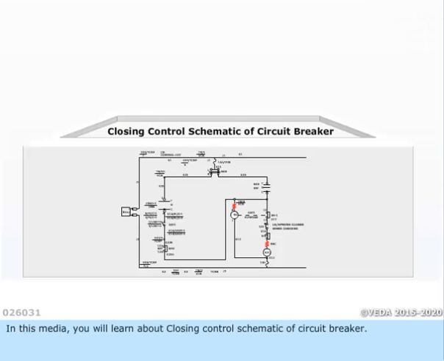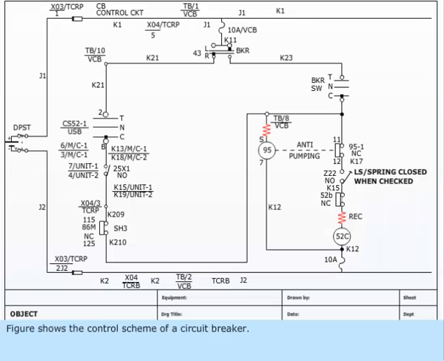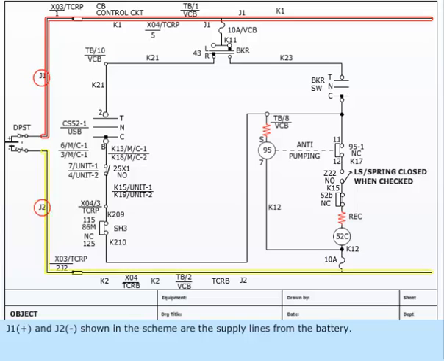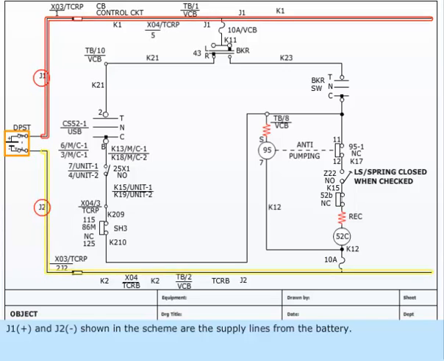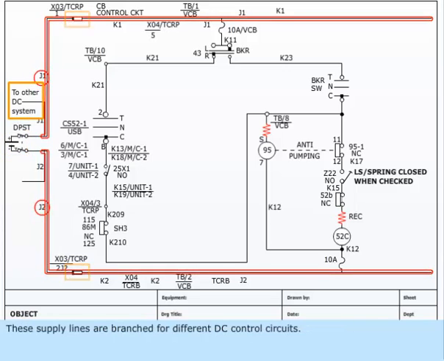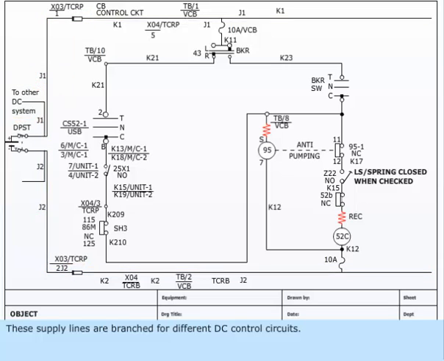In this media, you will learn about closing control schematic of circuit breaker. Figure shows the control scheme of a circuit breaker. J1 positive and J2 negative shown in the scheme are the supply lines from the battery. These supply lines are branched for different DC control circuits.